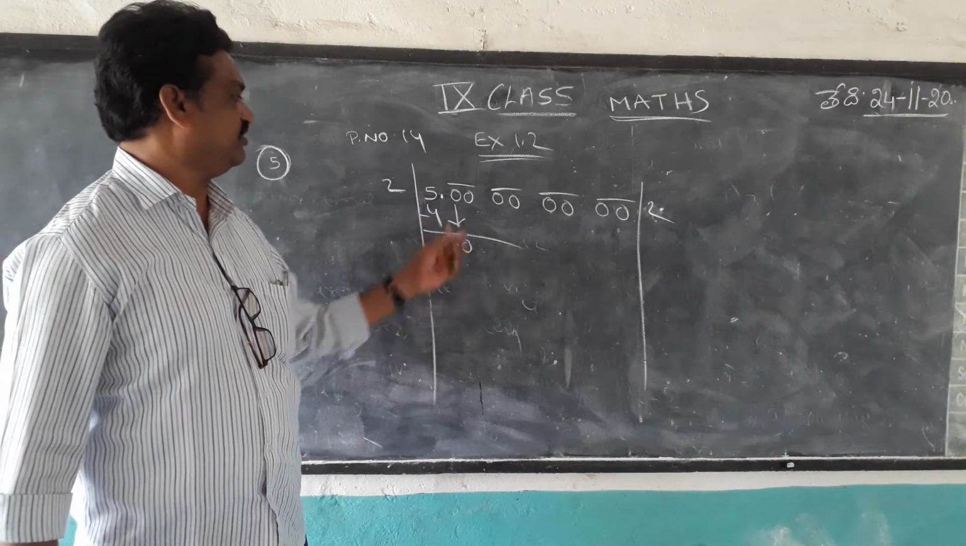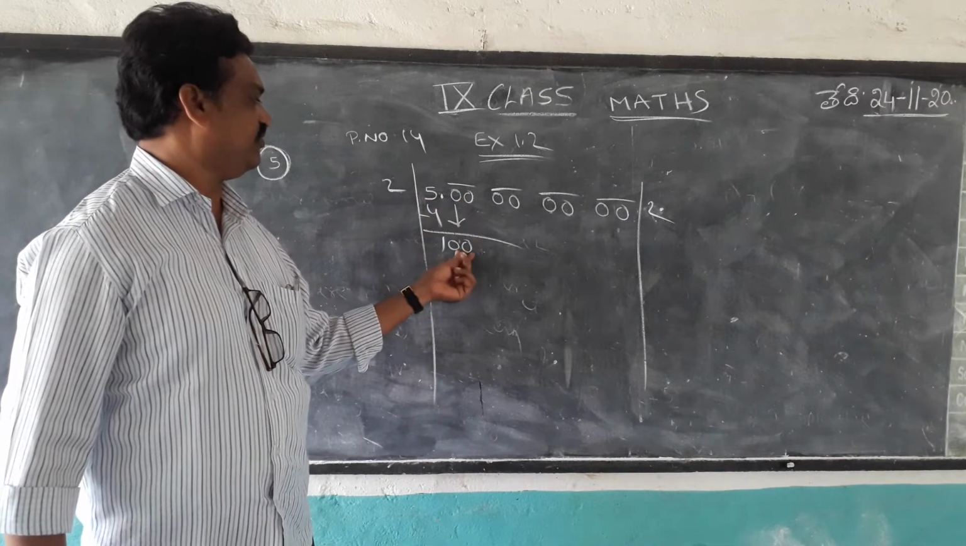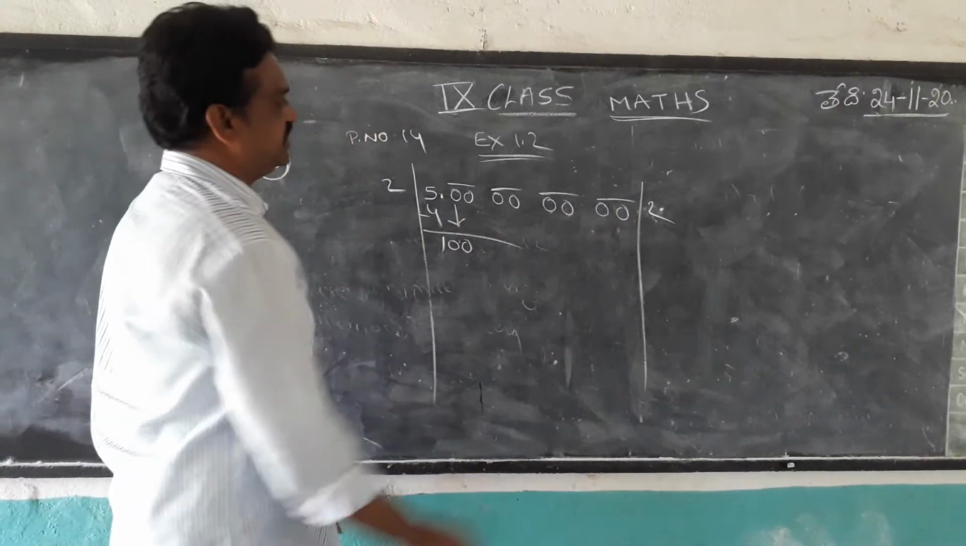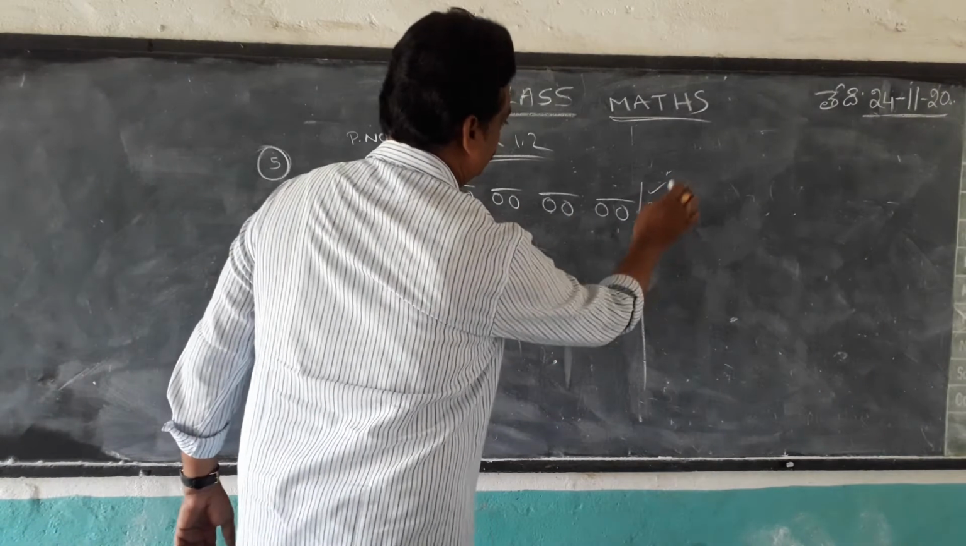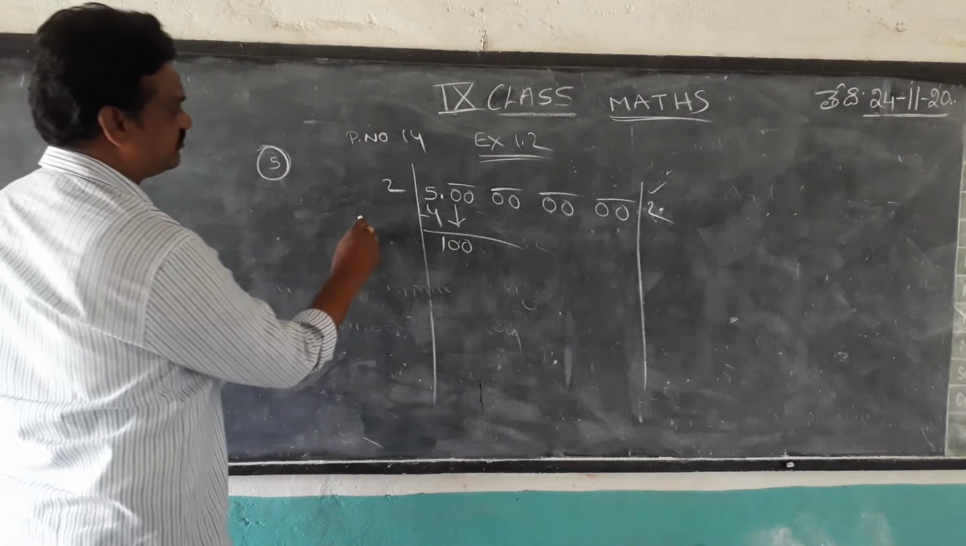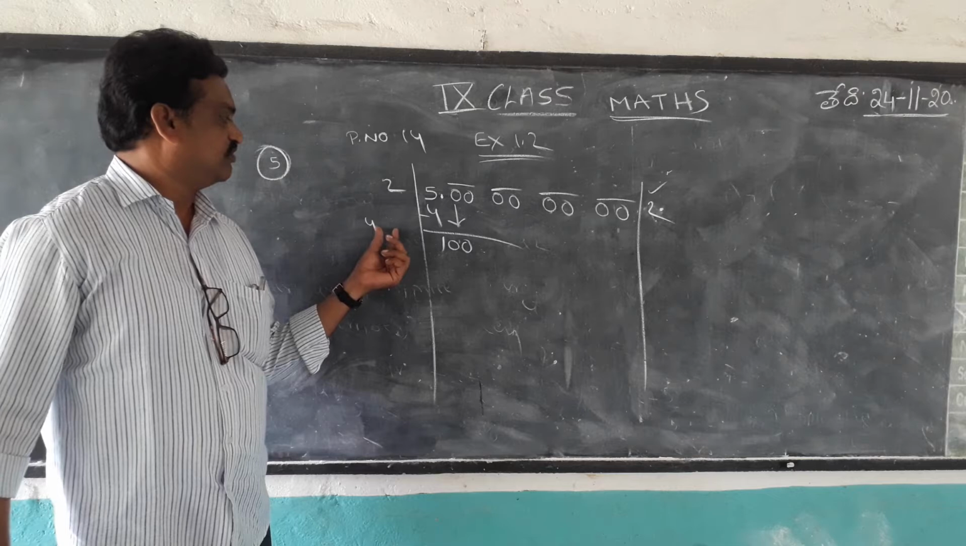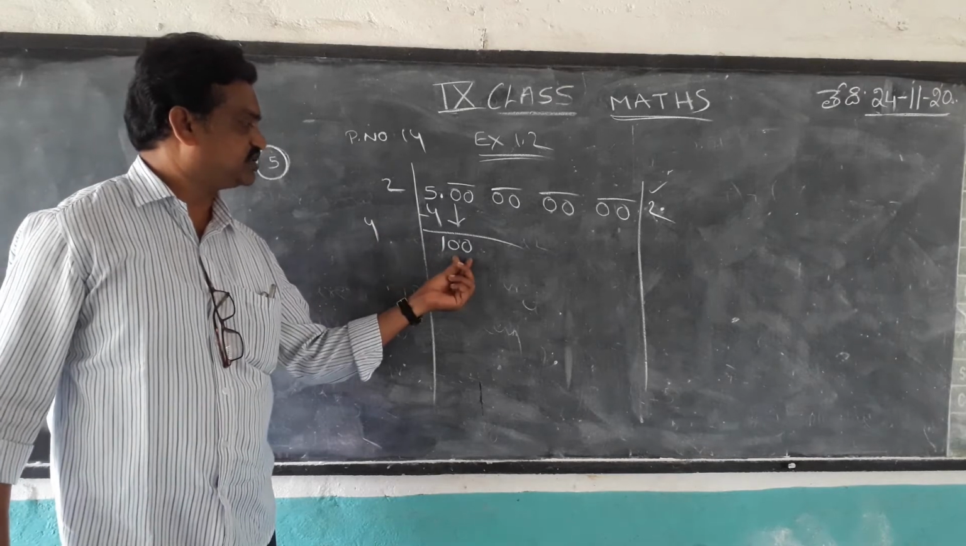5 minus 4 is 1. I have to write down 1 bar. 1 bar means 2 zeros. Point is there, point. Next you have to write double of this number. 2 2s are 4. Which number after 4 should we take that is nearest to 100?